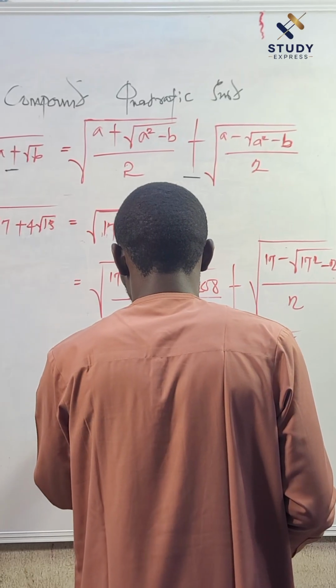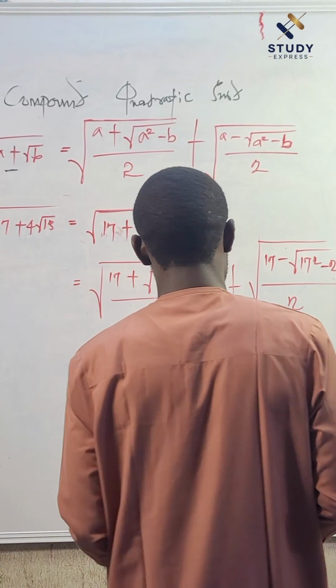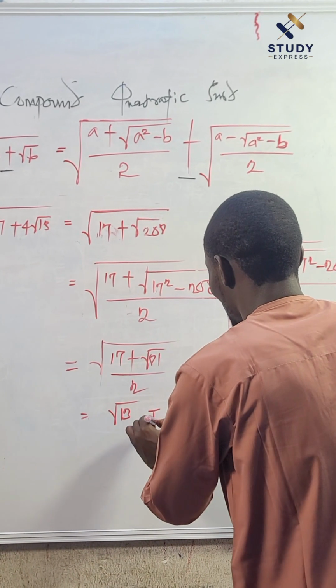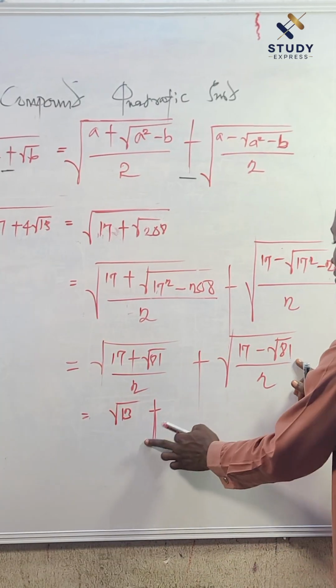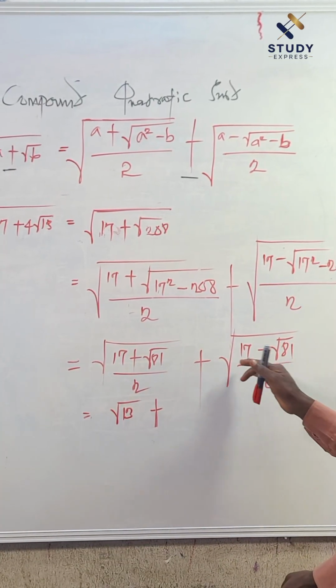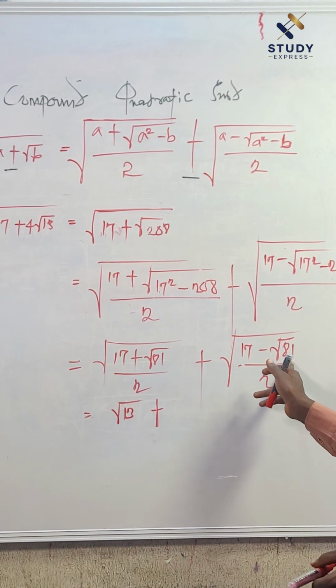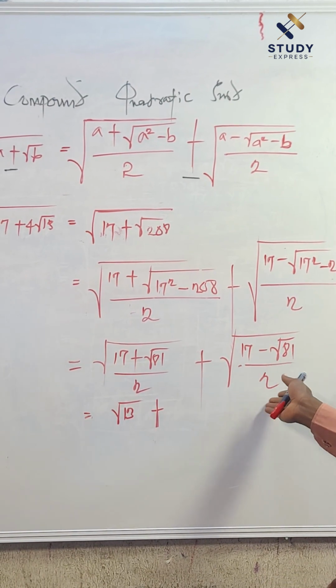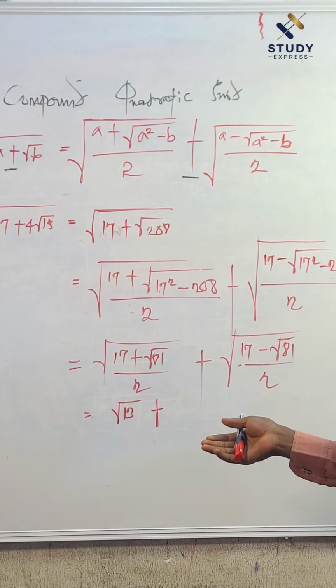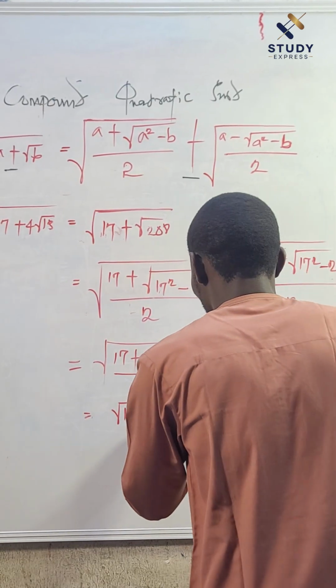Root 13 plus, here I have 17 minus 9, since the square root of 81 is 9. So 17 minus 9 gives us 6, divided by 2. So I'm going to get 3. So that becomes the square root of 3.